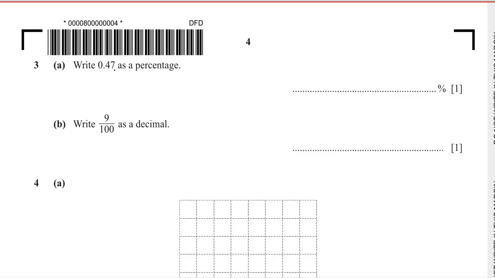Write 0.47 as a percentage. So whenever we are changing a decimal number to a percentage, all we have to do is we just have to times it by 100. So our answer is going to be 0.47 times 100 equals 47%.